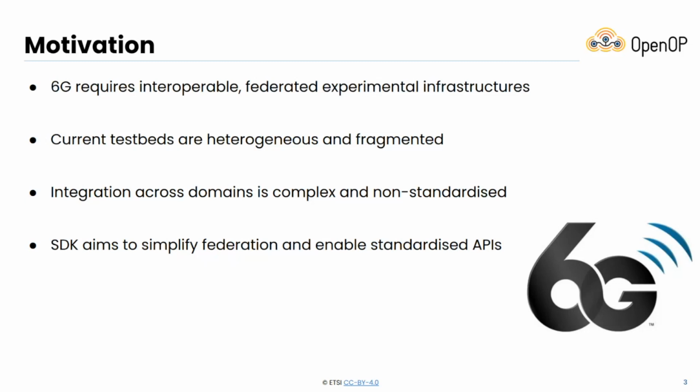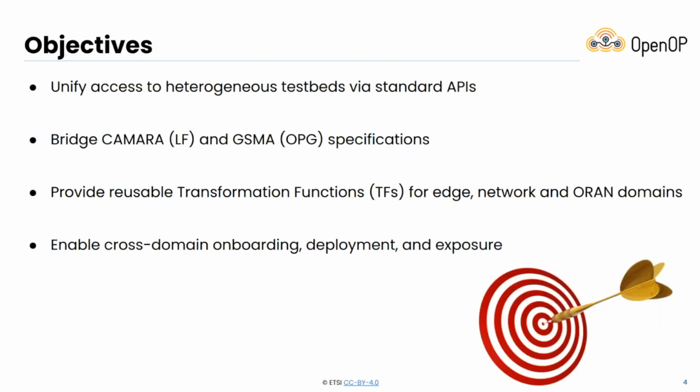The general objective is to unify the access to heterogeneous testbeds via standard APIs, which are basically the CAMARA specification and GSMA OPG specifications. So we are providing the transformation functions for different domains, which are edge cloud, network and O-RAN. And these are going to enable the cross-domain onboarding, deployment, and exposure of different applications.